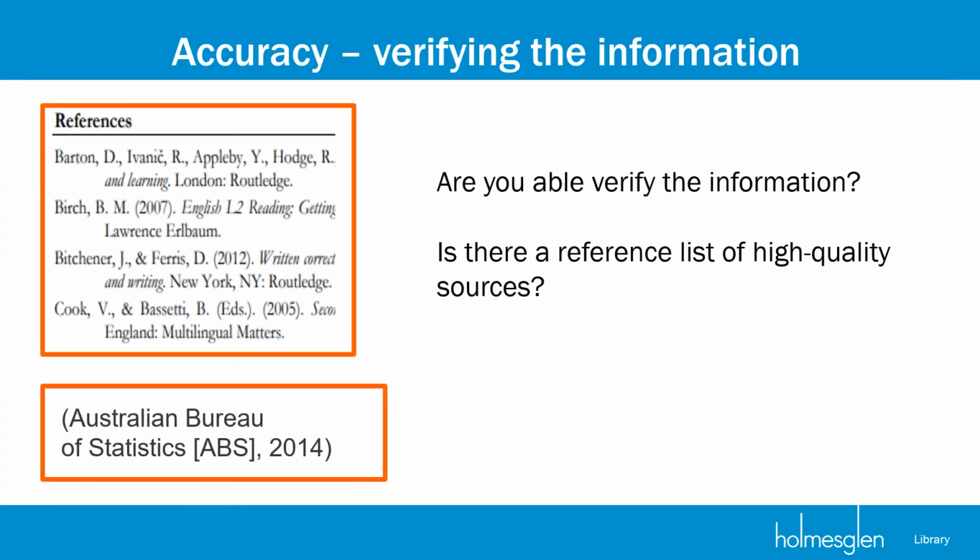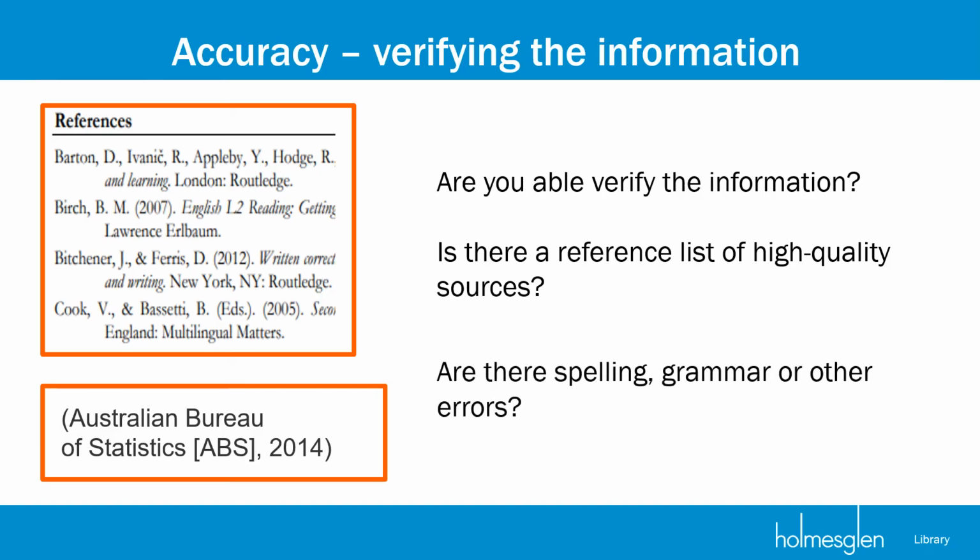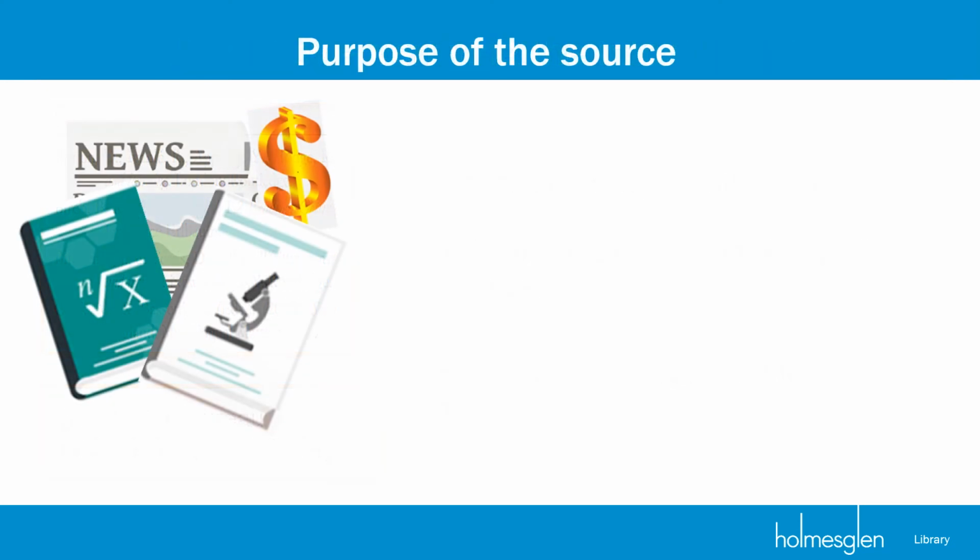You should be able to verify the information. Peer-reviewed sources will have a list of references for other sources that the author used while doing their research. Spelling mistakes, bad grammar, or other errors are signs that the source you are looking at is not particularly reliable, so you should avoid using it.